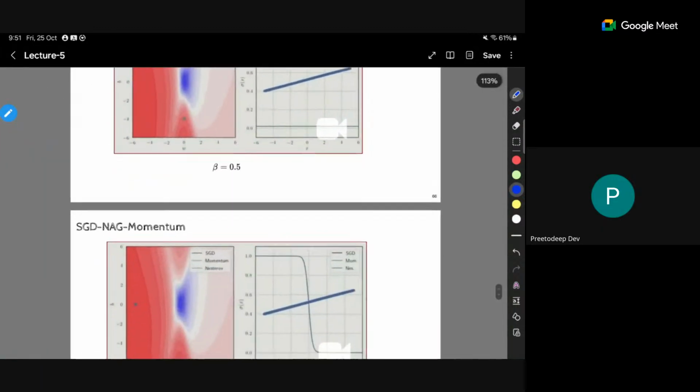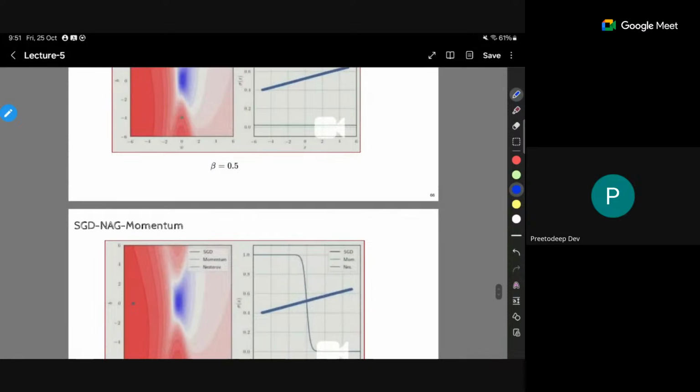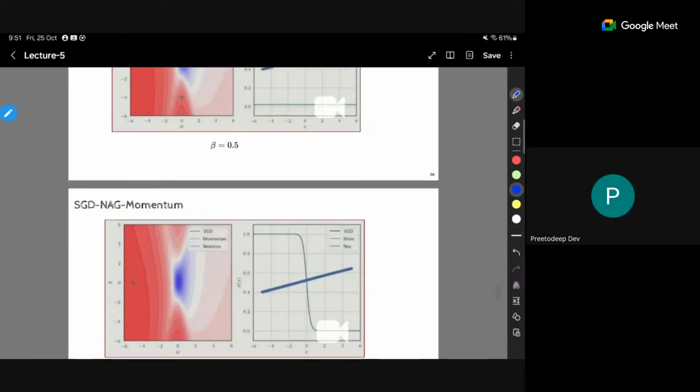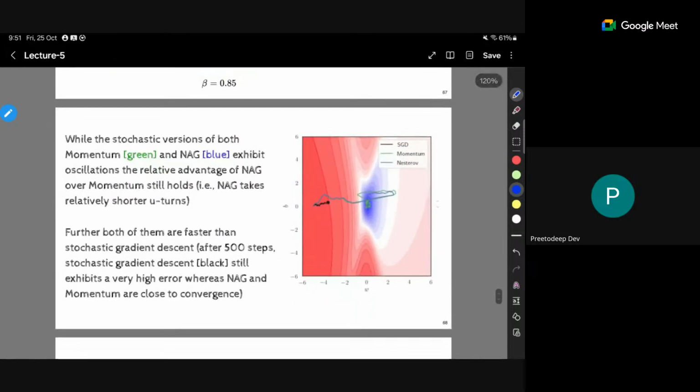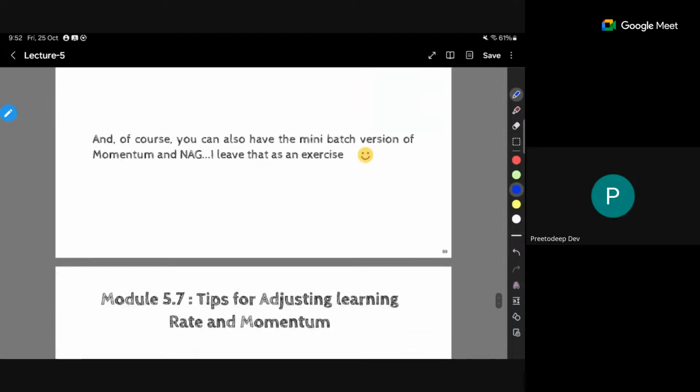Yes, you can definitely do SGD with momentum also, SGD with NAG also, mini batch with momentum, mini batch with NAG, right? So that you can do. Just so I let you know, we didn't change anything with the learning rate. Learning rate was always eta, right? We never changed it, and that's what we are going to do next. Now we'll do something related to learning rates.